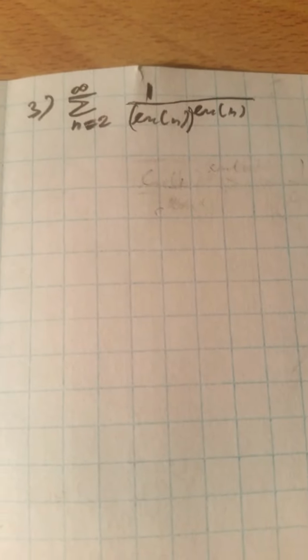Now, it's kind of hard to see what you'd compare ln of n to the power of ln of n to, so let's see if we can maybe simplify that or find something that looks similar to it. Okay, so we have ln of n to the power of ln of n. Now, maybe what we can do is find something that looks like ln of n, and maybe substitute it here.